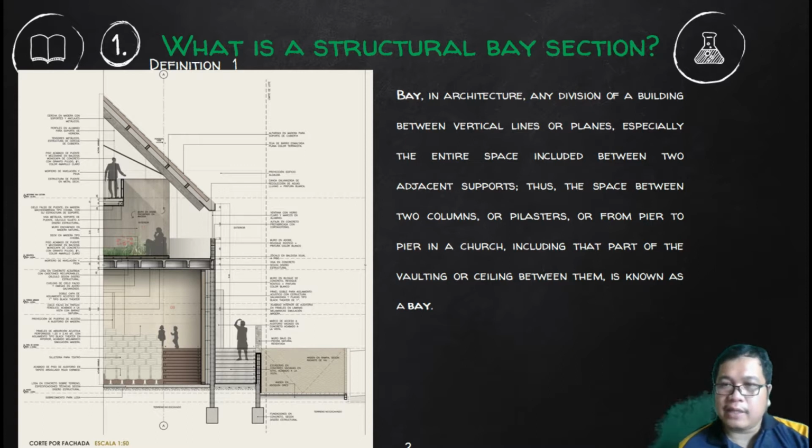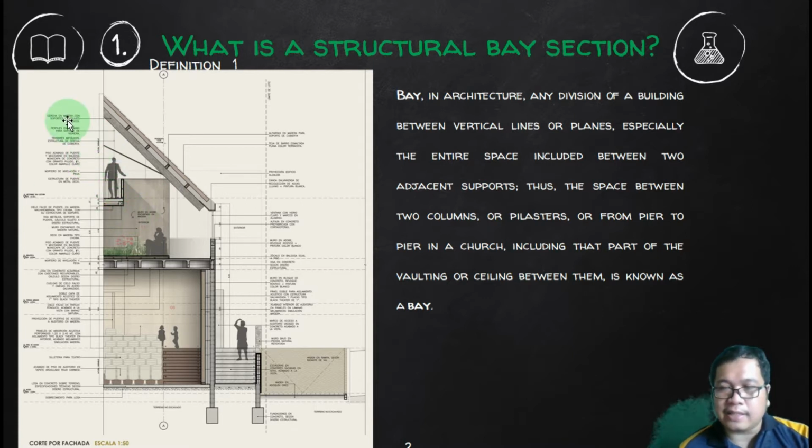What is a structural base section? A bay in architecture is any division of a building between vertical lines or planes, especially the entire space between two adjacent supports. Thus, the space between two columns or pilasters, or from pier to pier in a church, including that part of the vaulting or ceiling between them, is known as a bay. So this is an example of a base section.